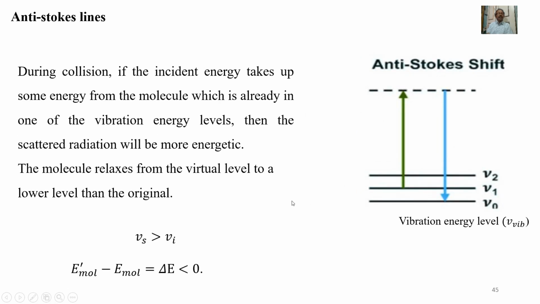And in anti-Stokes line, during the collision, if the incident energy takes up some energy from the molecule, which is already in one of the vibration energy levels, then the scattered radiation will be more energetic. The molecule relaxes from the virtual state level to a lower level than the original. So nu S is greater than nu I. So here E' molecule minus E molecule, which is the change in energy of the molecule, is a negative value. Del E is less than 0.